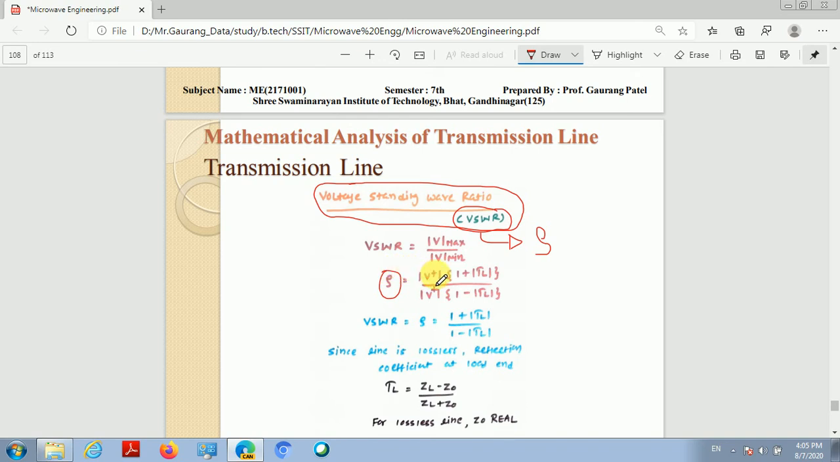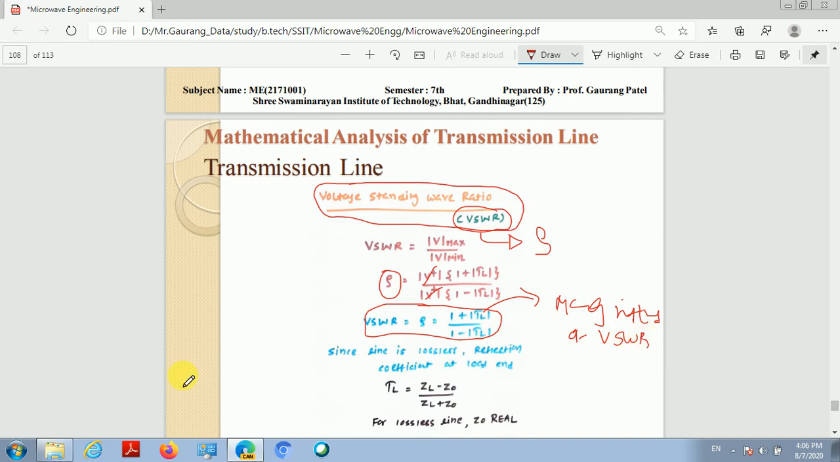Now V plus gets cancelled. So what is left with us is rho equal to 1 plus mod gamma L divided by 1 minus mod gamma L, and this is the expression of VSWR in terms of the reflection coefficient mod gamma L. So you can see the VSWR is related to the reflection coefficient, that is, the magnitude of the reflection coefficient.